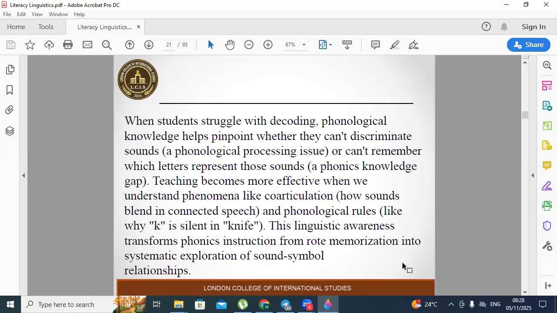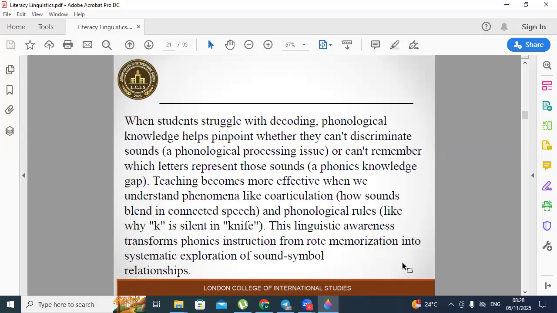For example, understanding co-articulation, how sounds influence each other in connected speech, explains why beginning readers sometimes struggle to segment words into individual sounds.